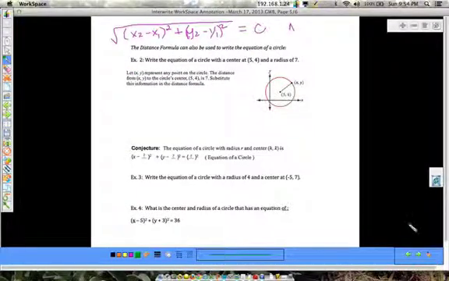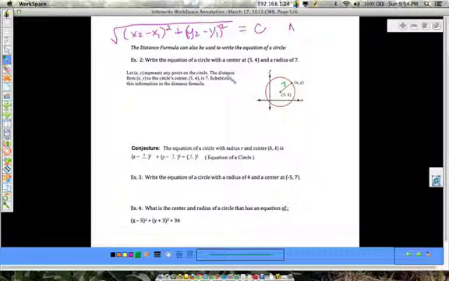So now finally, we can actually use the distance formula to write an equation for a circle. If we look at this circle, it says write an equation of the circle with a center at 5, 4, and a radius of 7. And it says let x, y represent any point on the circle. The distance from x, y to the circle center, 5, 4, is 7. That means the radius is 7. Substitute this information into the distance formula.